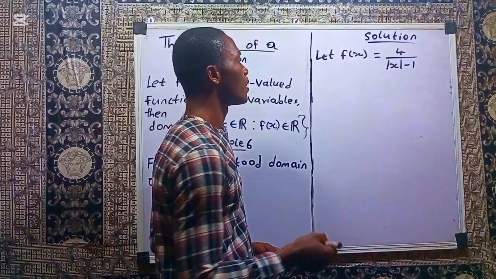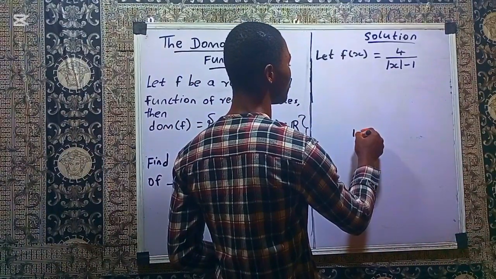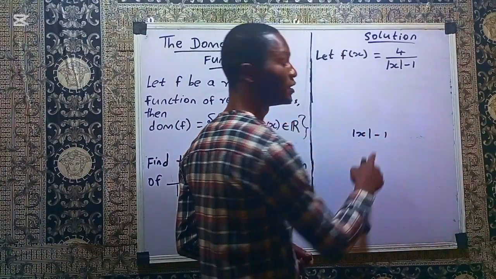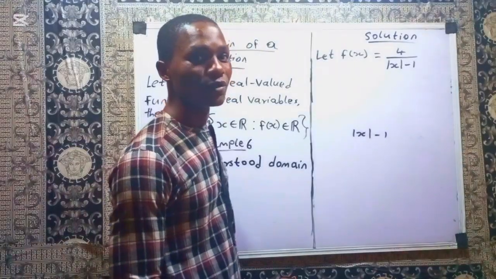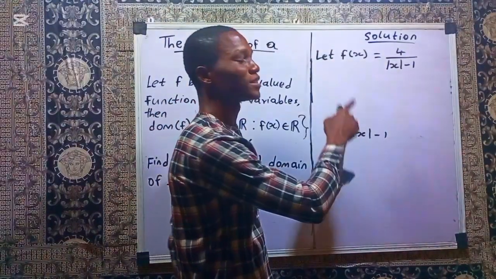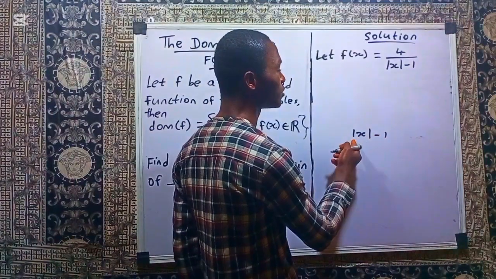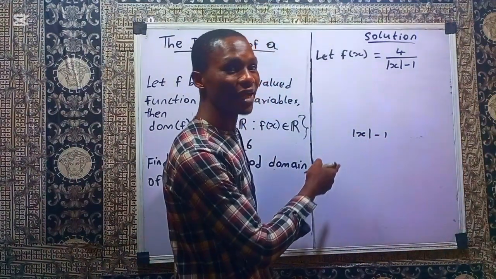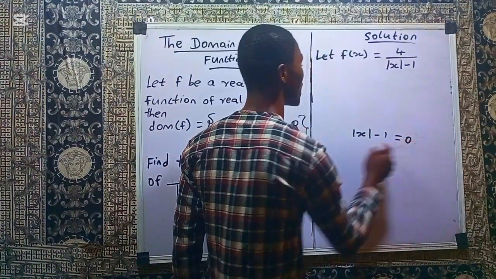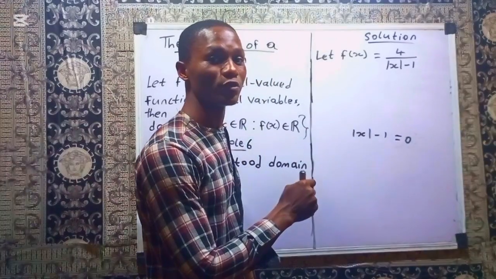Look at the denominator we have. We have absolute value of x minus 1. This is our denominator. We want to remove the points that will make this to be what? 0. Now, how do you do it? You can write the denominator and set it to be equal to 0 and solve and get those points that will make it to be what?